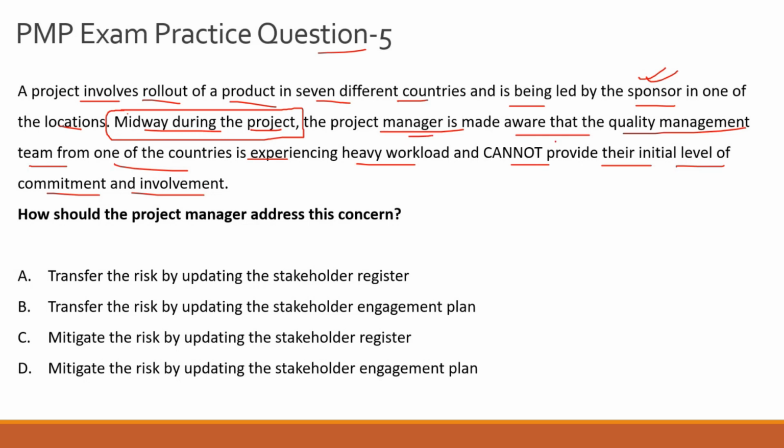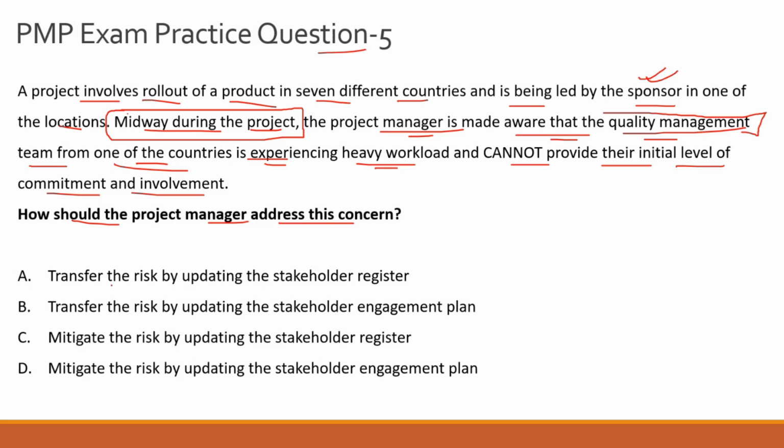The project manager is made aware that the quality management team from one of the countries is experiencing heavy workload. So this team, the quality management team, is of course a critical stakeholder for the project, and they are experiencing some heavy workload. The initial level of commitment and involvement they showed is about to change, probably going downhill from this point. So how should the project manager address this concern?